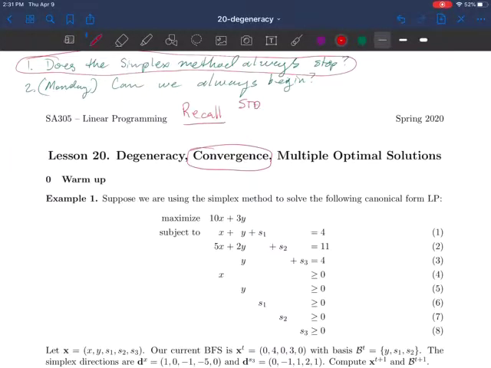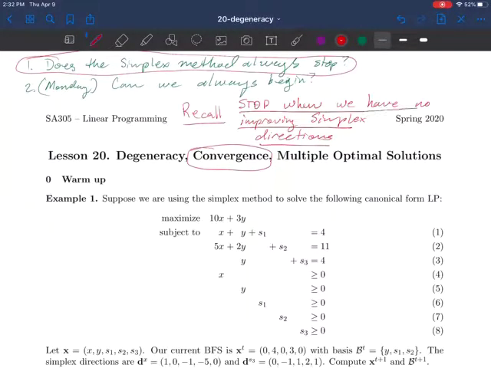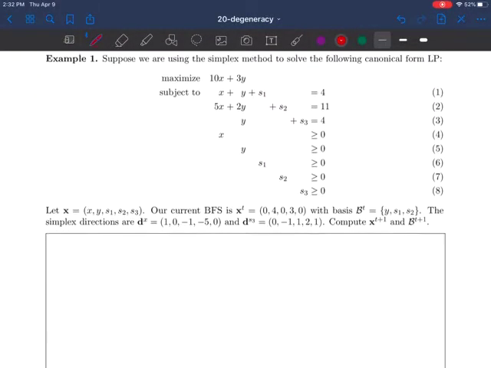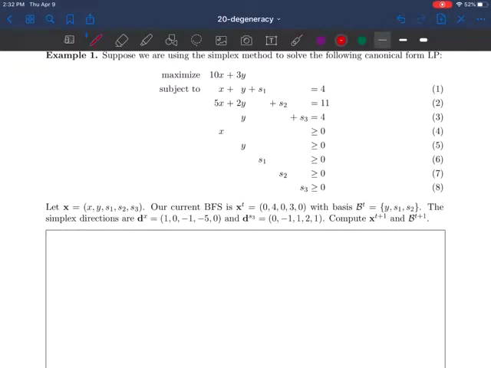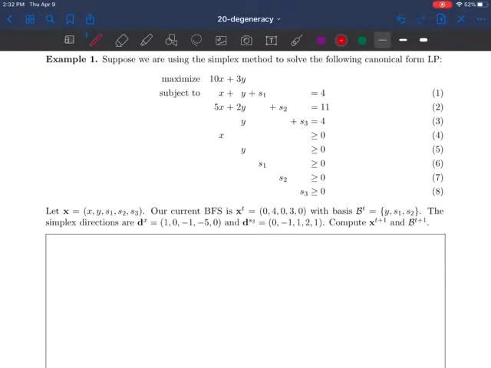And that's really connected to this term convergence. So just recall our stopping condition is when we have no improving simplex directions. Okay. As a warm-up, let's just talk about the simplex method on the following example.